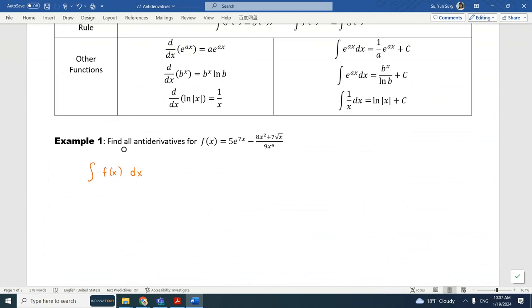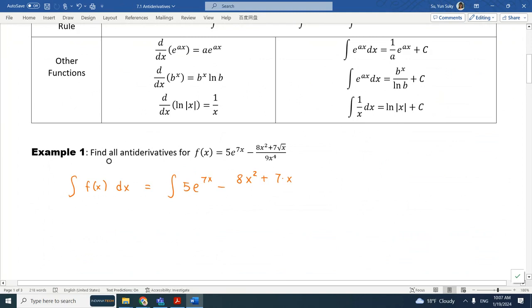Don't forget about it. dx is like our baby. Don't forget your baby in the mall. It's very important. So this is the integral of 5 e to the 7x minus 8x squared plus 7 square root of x. What is the square root of x? X to the what power? Yes, 1/2. Very good. When we differentiate or integrate, we want to express any power function as x to a power, so we know what the exponent is.